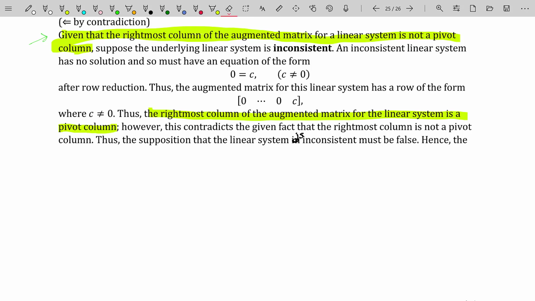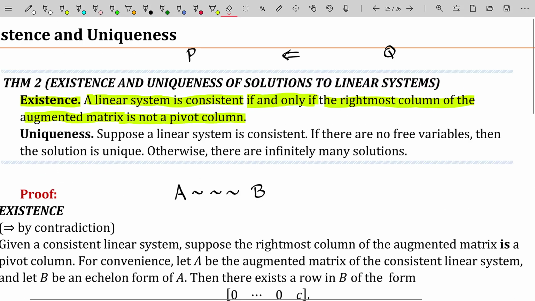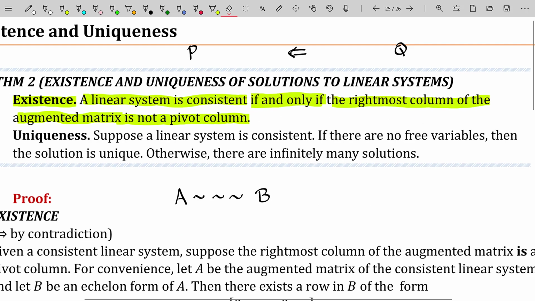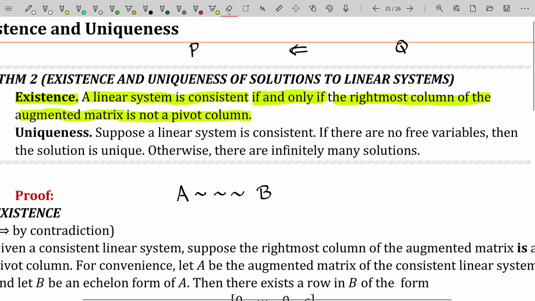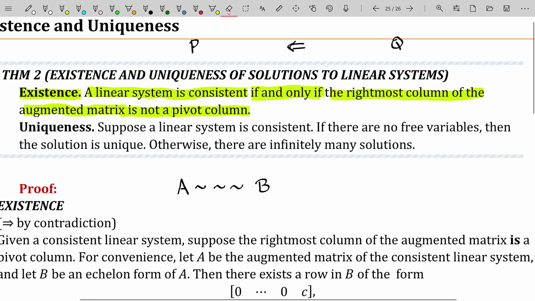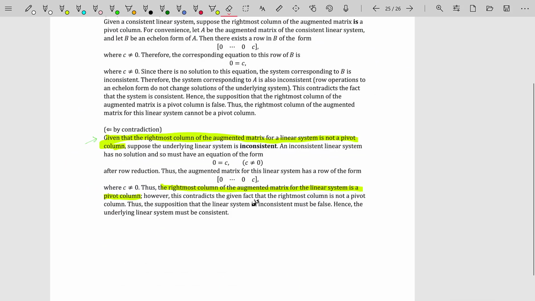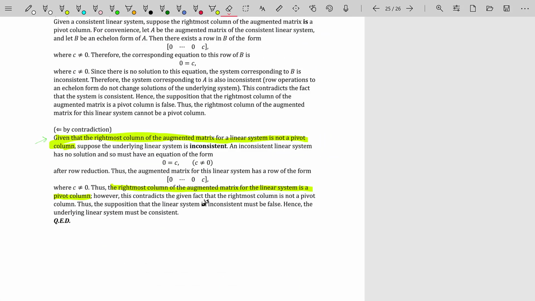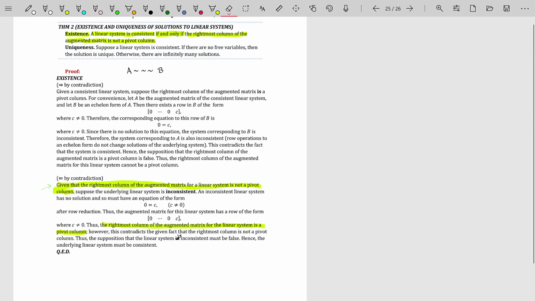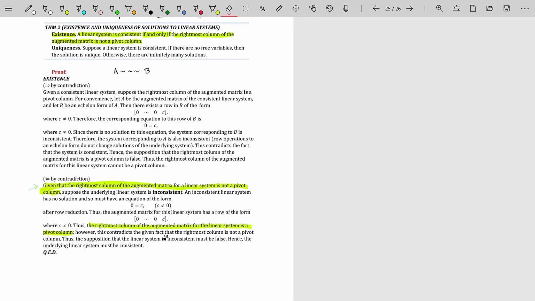Well, what's the opposite of a linear system being inconsistent? It's that the linear system must be consistent. And we have proven that if the rightmost column of the augmented matrix is not a pivot column, then the linear system must be consistent. And that is the whole proof, QED, the whole proof of the existence part of the existence and uniqueness of solutions theorem.